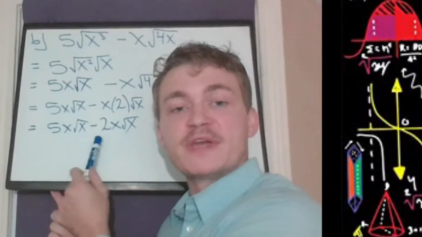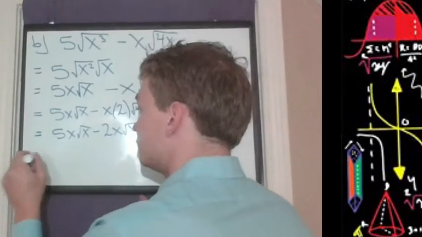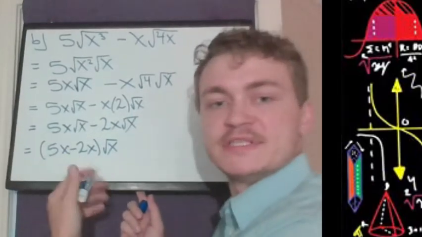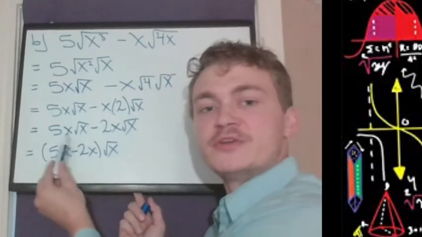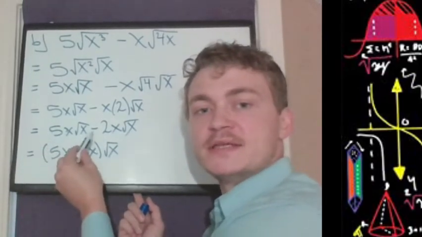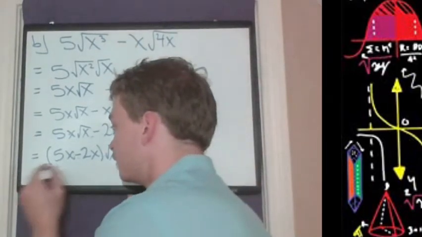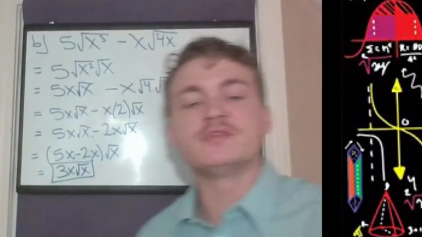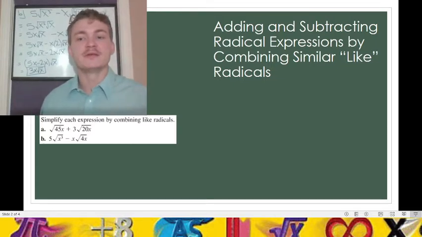So how many square roots of x do we have? We have 5x, but we are going to take away 2x. So if we were to consider using that rule of radicals to the distributive property to factor out the square root of x, to the right here, introduce parentheses, we leave behind 5x minus 2x. What's 5x minus 2x? 3x. So we get a single term for part B. For part B, 5 square roots of x cubed minus x square roots of 4x simplifies down to 3x square roots of x.